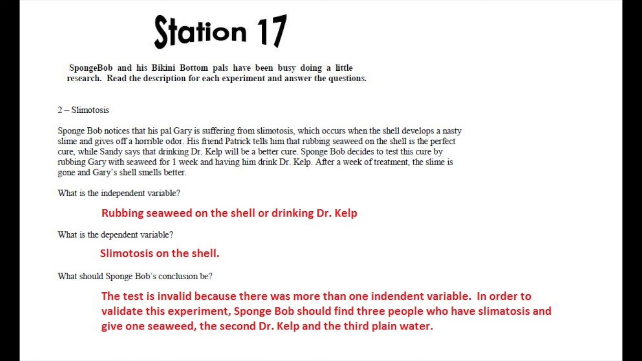And the last one is SpongeBob rubbed seaweed and had him drink Dr. Kelp. That was the independent variable. The dependent variable is slimatosis. His conclusion should be that this test is invalid because he had more than one independent variable. In order to make this a valid experiment, he would have to find 3 people that have slimatosis, give one the algae, or the seaweed, one Dr. Kelp, and then the other one would just rub water on his shell.